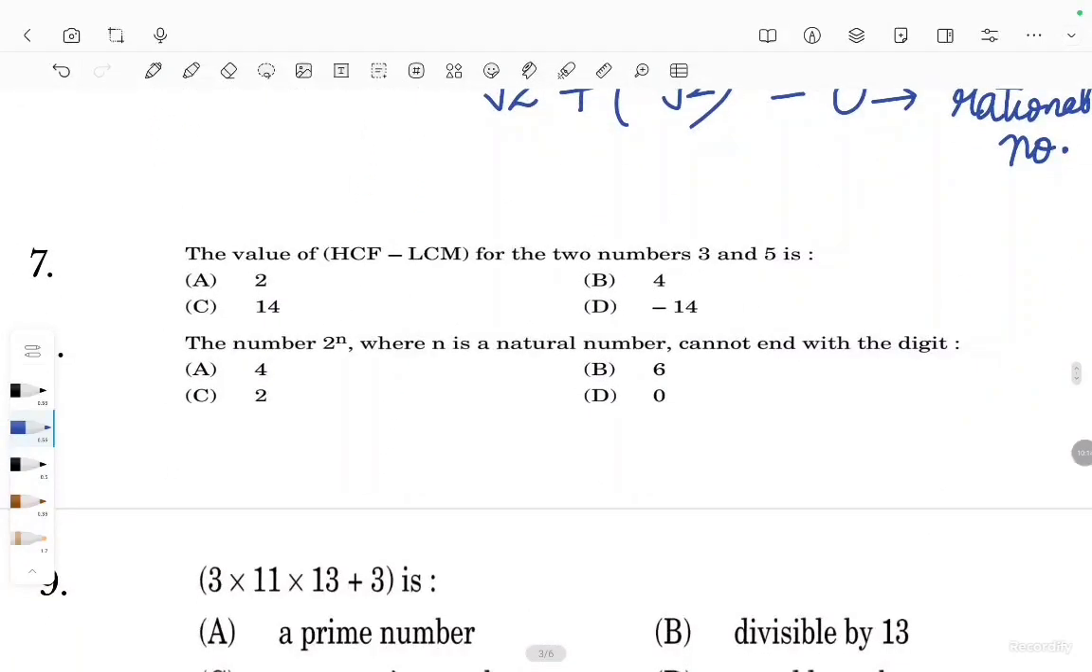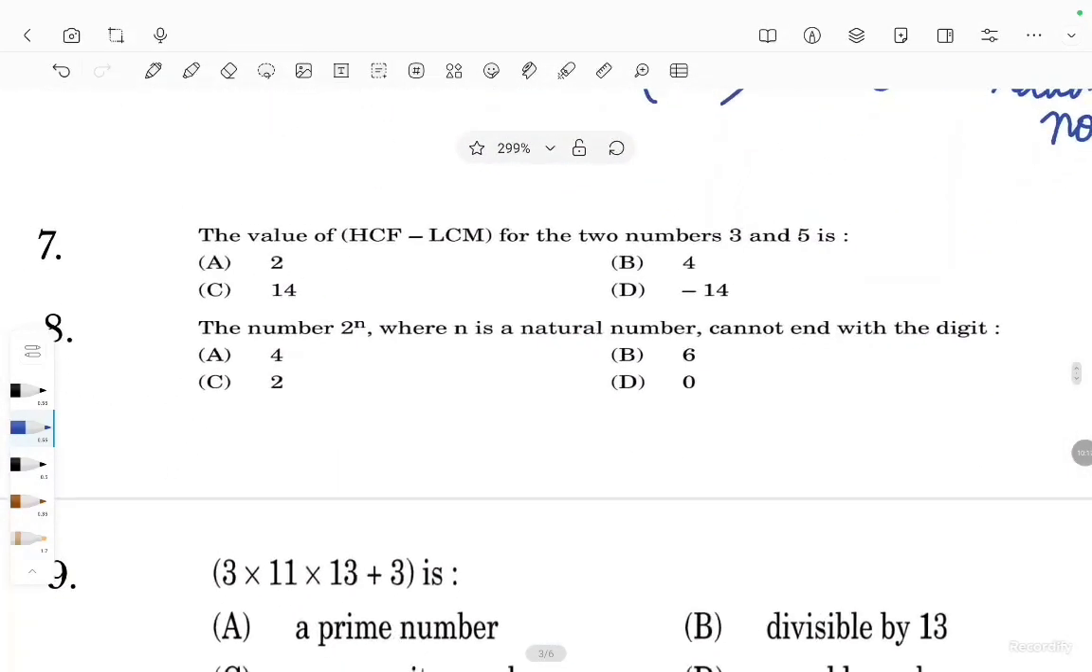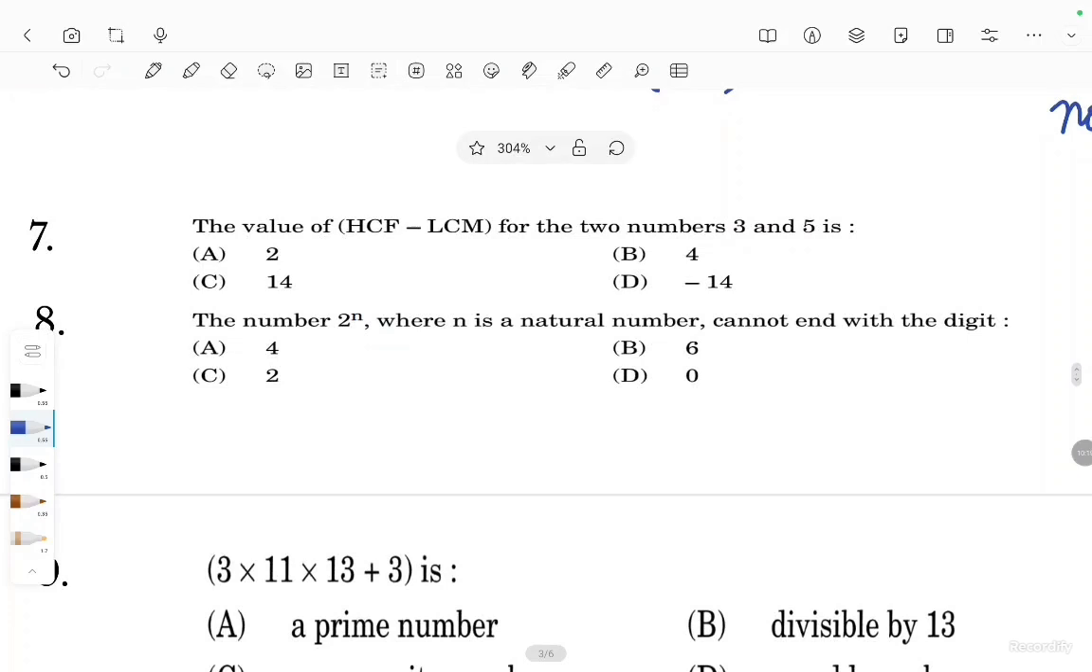Next one, very important. The value of HCF minus LCM for the two numbers 3 and 5. You have to calculate HCF minus LCM for the two numbers 3 and 5. It means, first of all, you have to calculate the HCF of 3 and 5.